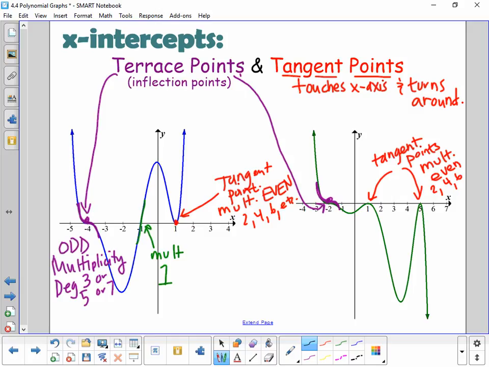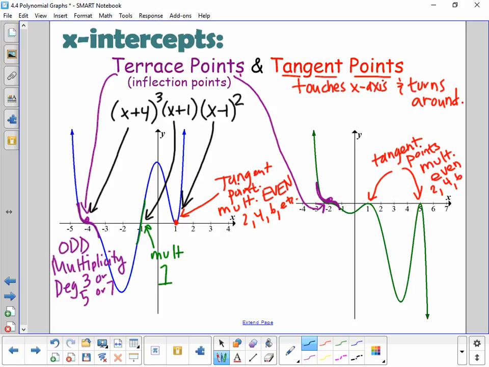So if I wanted to write the equation of either of these functions, or an equation for a function that looks very similar, I could write it using intercept form as (x + 4). That's right here. I would have multiplicity 3 on that. (x + 1), that would correspond to this intercept. And (x - 1) squared would correspond to this last tangent point of intercept. So this would be a potential function that would look like this behavior.